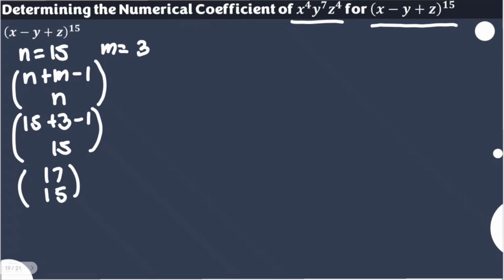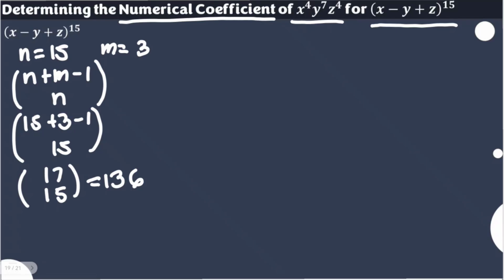And if you're going to use your calculators there, you may use yours. 17 taken 15, we are expecting 136 terms. That's why if we are to expand this multinomial, or specifically trinomial expression, you would have a lot of terms. So generally, this problem will only focus on the numerical coefficient. So we're going to attack it on that manner.